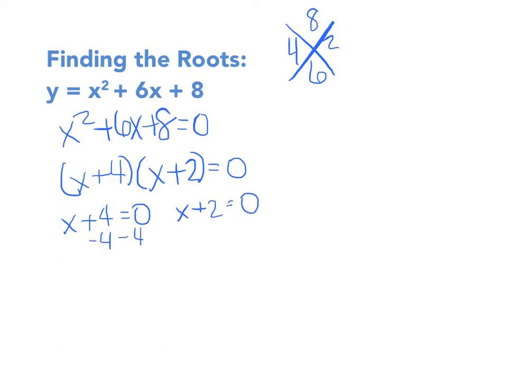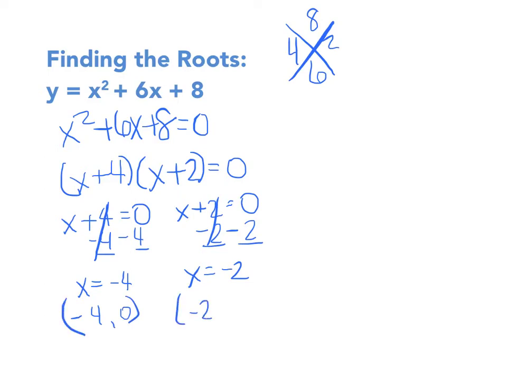For each mini equation I have, I'm going to isolate x, so x equals -4. Again, I'm going to isolate x by subtracting 2 in this one, x equals -2. So my two x-intercepts, zeros, or roots, whatever you want to call them, are at (-4, 0) and (-2, 0). If any of this was confusing or you don't feel very comfortable with it, please go revisit video 4.7 to catch up on that skill.